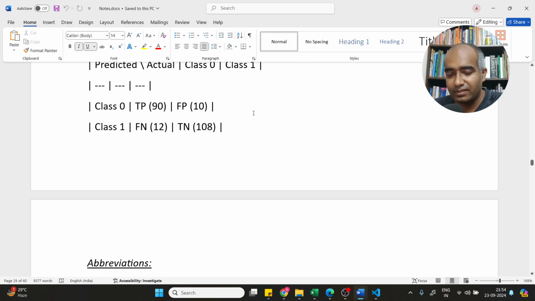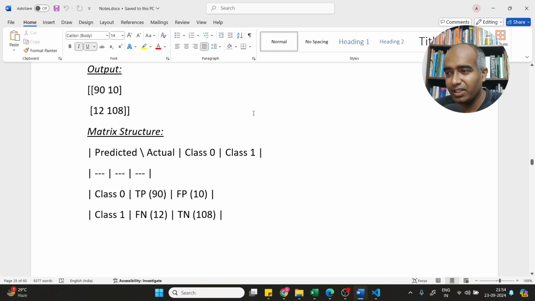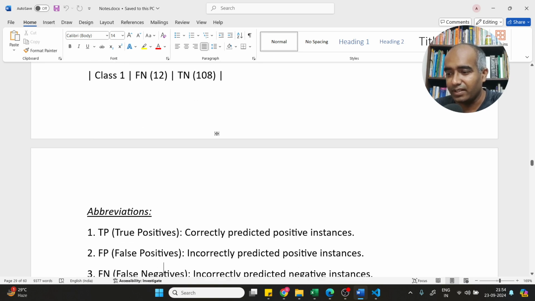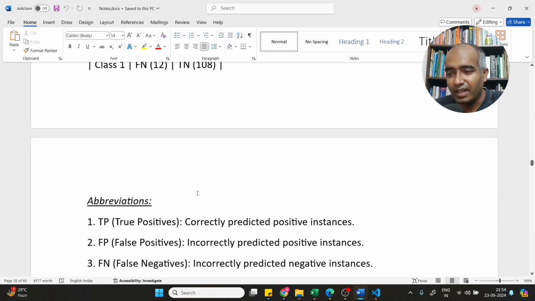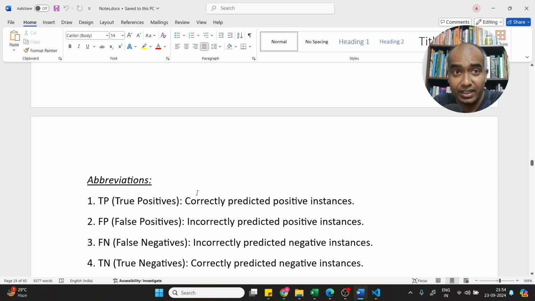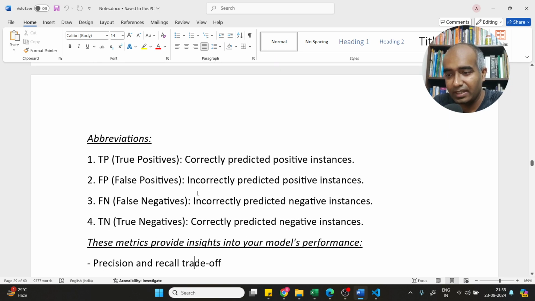You can see 90 and 100 have been given, and then 12 and 108, right? So what does this mean? For class 0, there will be two rows here, and for class 1, there will be two rows, right? So here you can see true positive means correctly predicted positive instances, false positive means incorrectly predicted positive instances. Then comes false negative, incorrectly predicted negative instances. Then comes true negatives, correctly predicted negative instances.